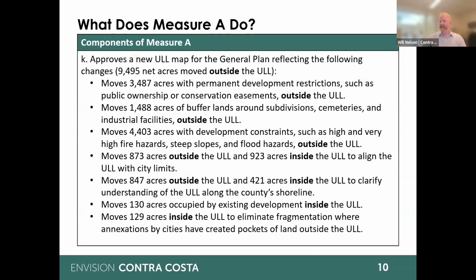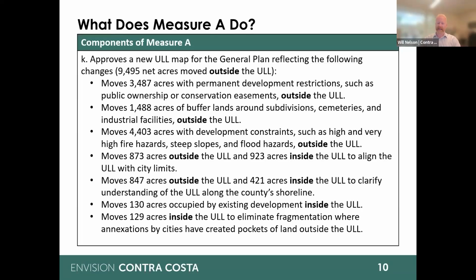And then this slide is all of the adjustments, a quantification of the adjustments. I'll round it here: about 3,500 acres being moved outside the line because of permanent development restrictions, about 1,500 acres moved outside because it's buffers around subdivisions, refineries, cemeteries, uses of that nature, and 4,400 acres moved outside the line because of constraints like high and very high fire hazard zones, steep slopes, flood hazards, etc. And then we get into some tweaks.